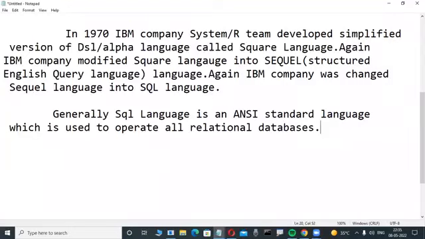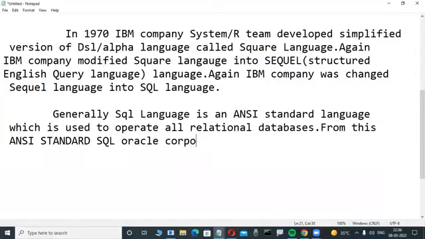From this ANSI standard SQL, Oracle Corporation created their own SQL language.